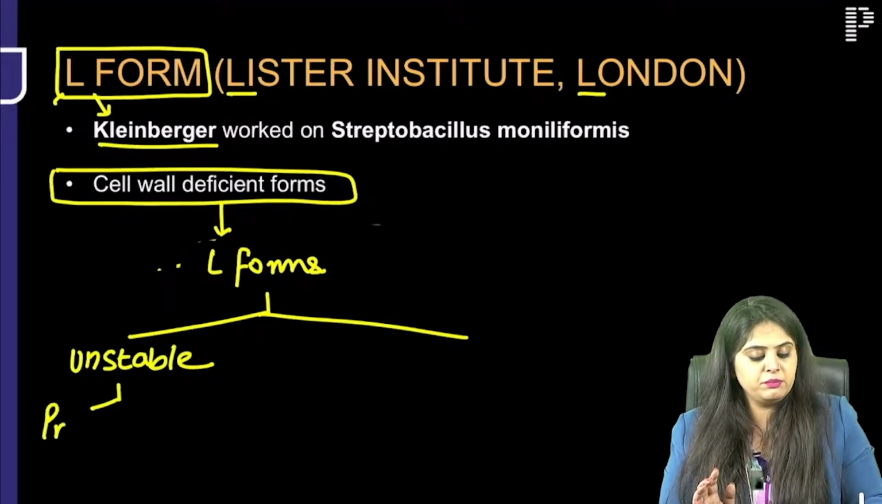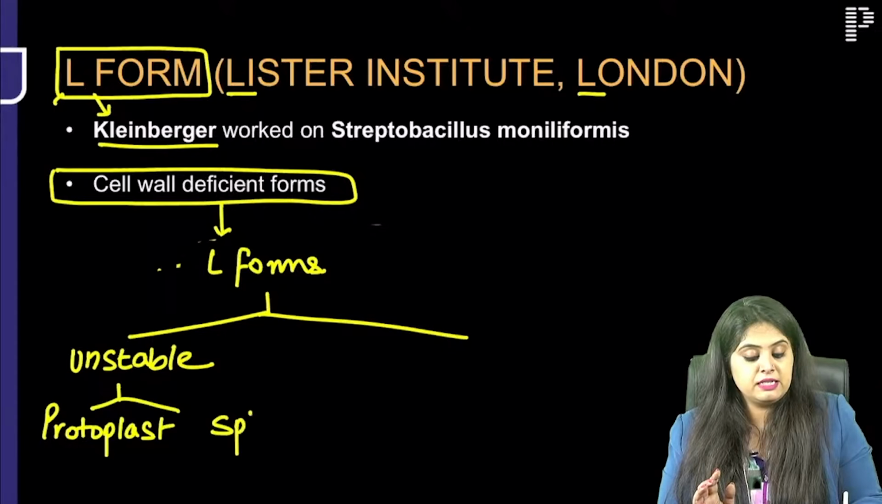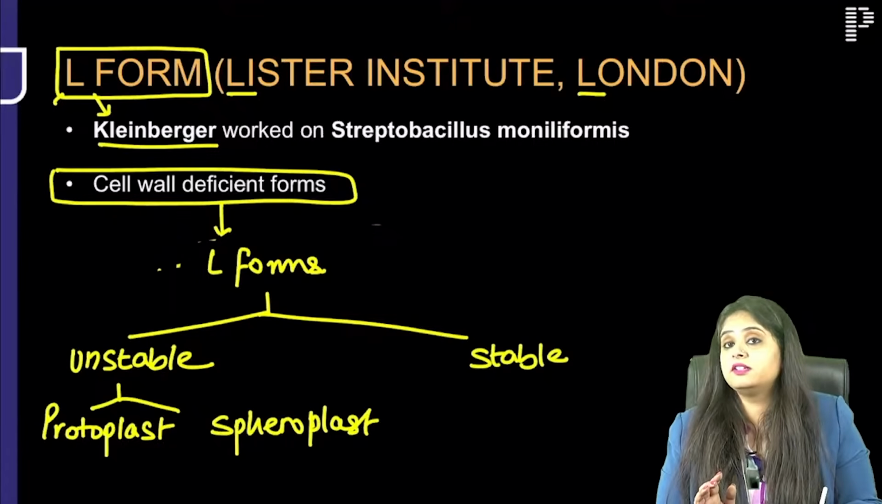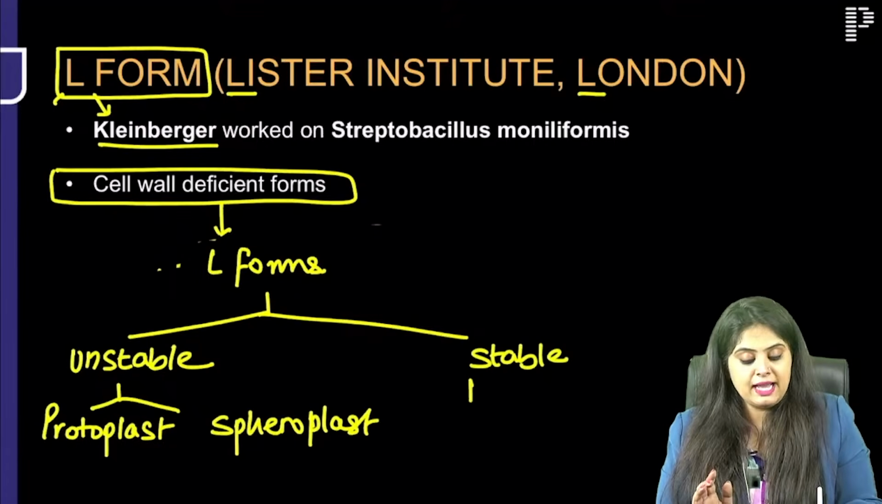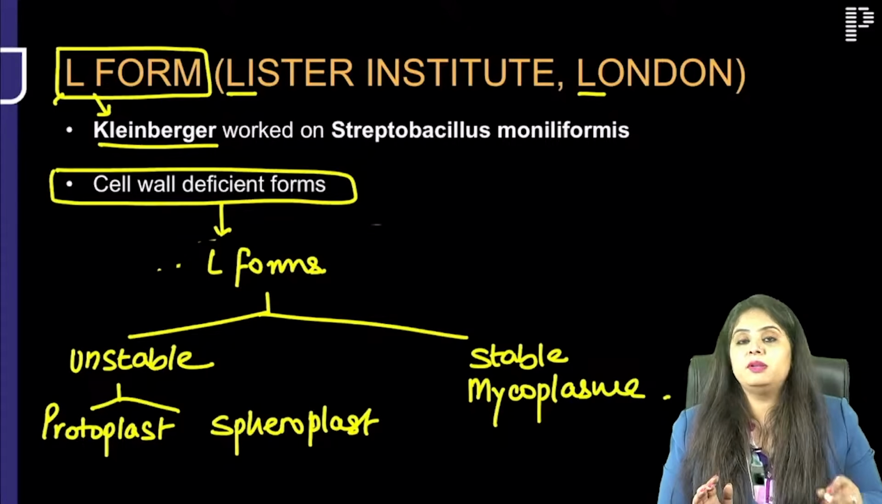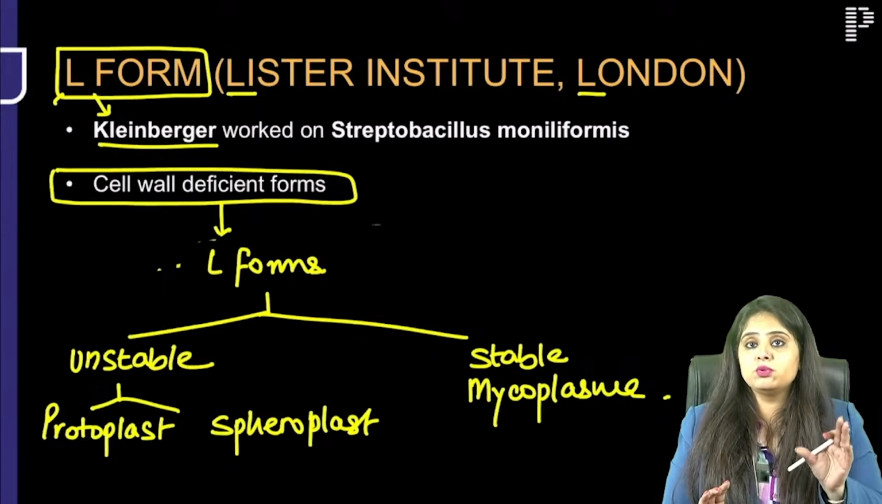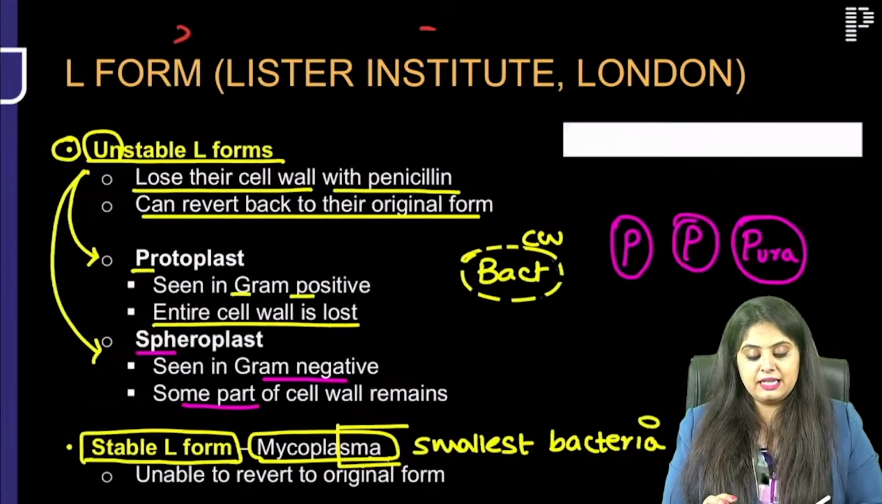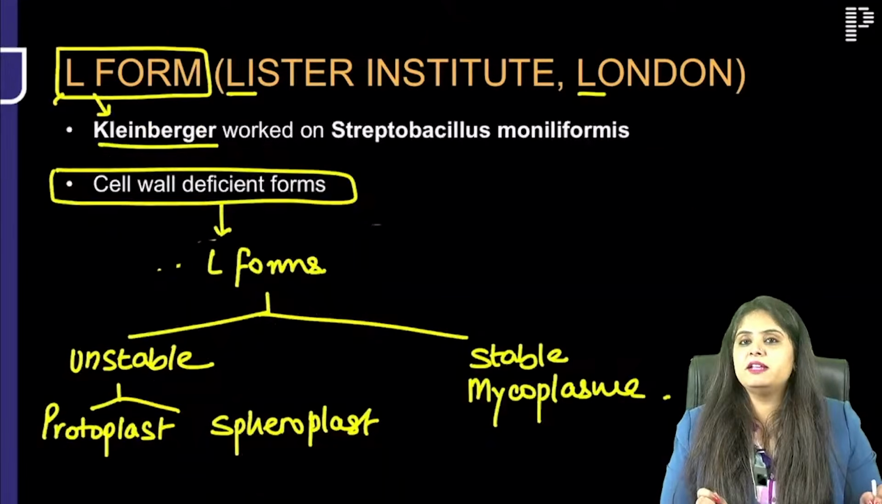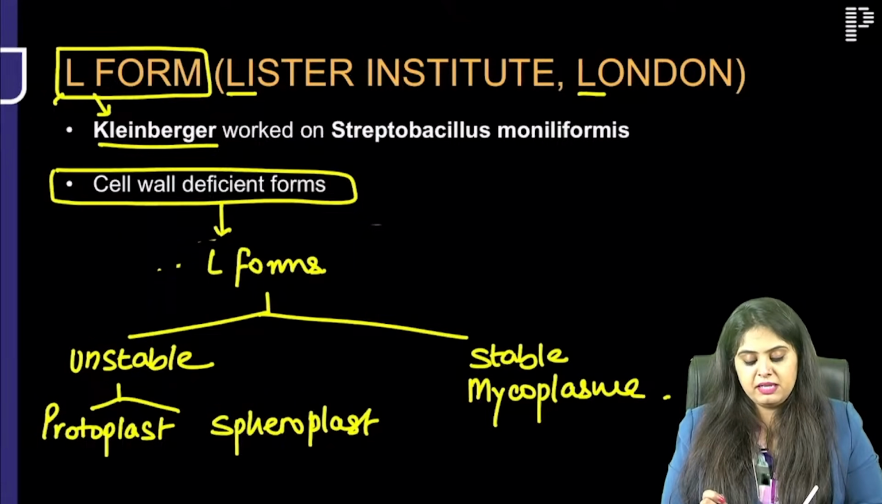These are of two types. One is known as protoplast and one is known as spheroplast. The next one that you have is going to be the stable L forms. Once they go, the cell wall will never come back. And the only example that you have to know under this is going to be mycoplasma. If you make this kind of a flowchart in your exam rather than writing it like this, the examiner will get a better outcome. So make one summary table. Whenever you explain something confusing, make one summary table.